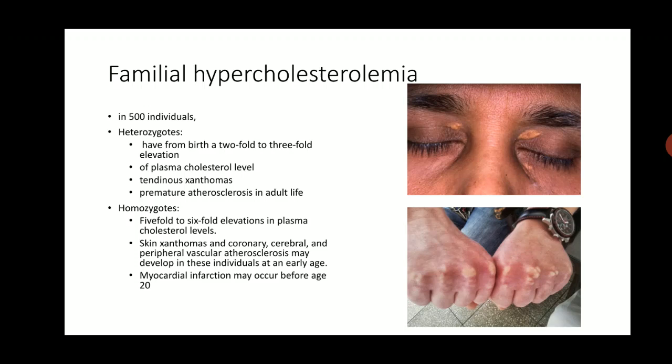Homozygous patients, on the other hand, have a very high risk of atherosclerosis and a very high elevation of plasma cholesterol level, which is around 5 to 6-fold elevation. These patients also develop xanthomas and atherosclerosis of various arteries of the body. The patients can have myocardial infarction or heart attack at a very early age of 20.